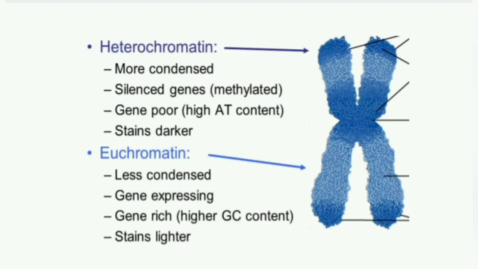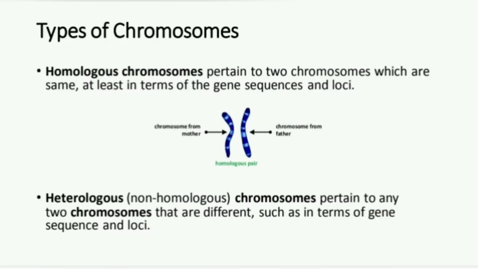Here are the two types of chromatin. One type, heterochromatin, you can see in the picture. Heterochromatin consists of more condensed, silenced, methylated, gene-poor chromatin and stains darker, whereas euchromatin is less condensed, gene expressing, gene rich and stains lighter than heterochromatin. And now we have to know types of chromosome.